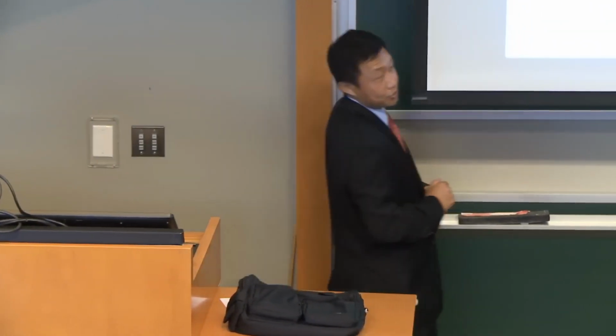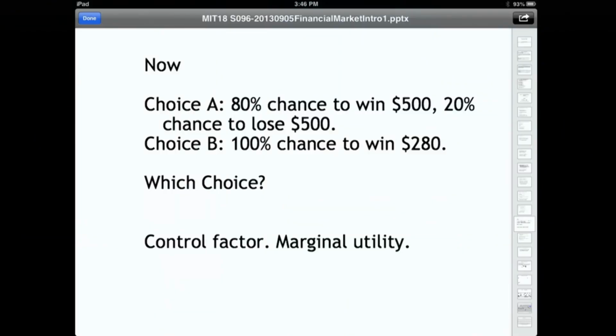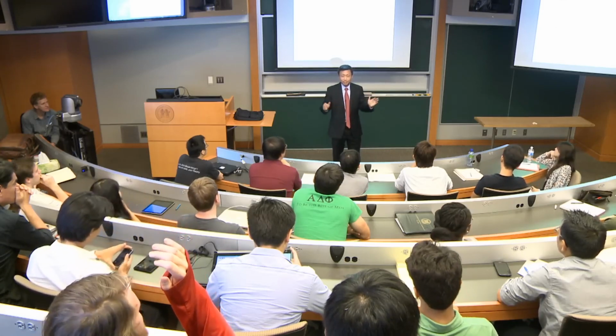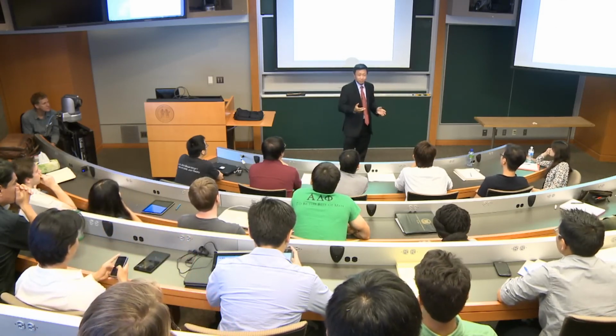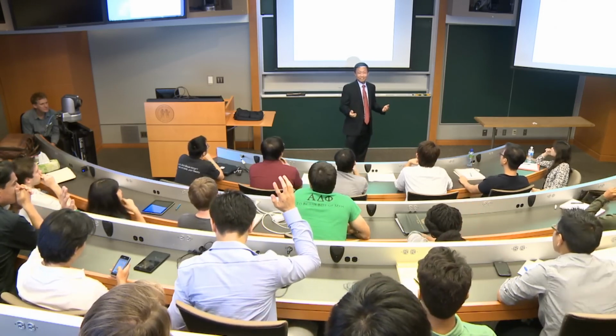Now let me change the question a little bit. Choice A becomes, instead of the 80% chance to lose, now you have 80% chance to win $500 and 20% chance to lose $500. Choice B, you have 100% chance to win $280. Who would choose choice A? Again, a minority of this audience, let's say less than 10%. Okay. Who would choose choice B? So the rest of it. Okay. All right.